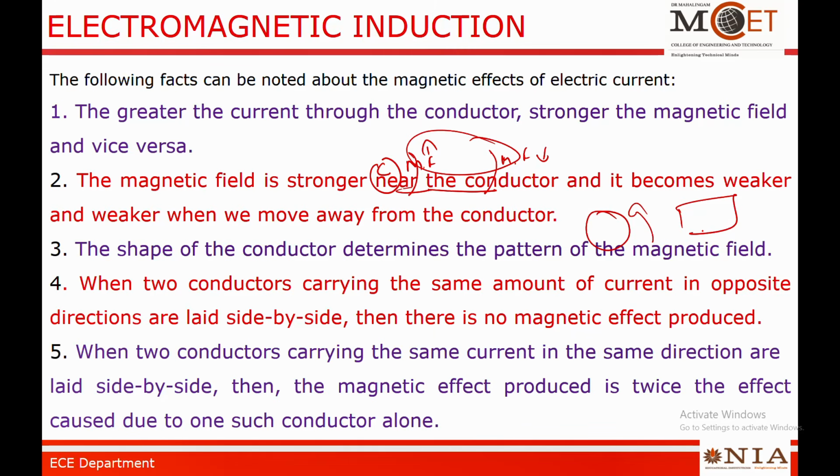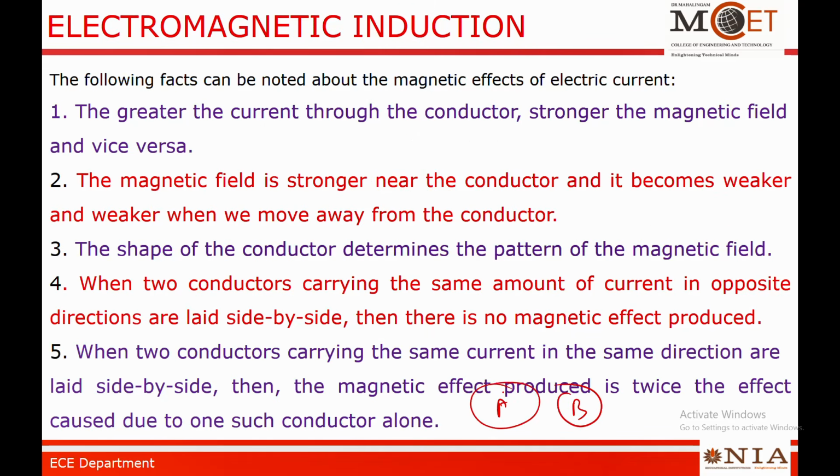Another factor is that we are going to have two conductors, conductor A and conductor B. Another constraint is that they carry the same amount of current. Here I am having 2 amps of current, and here also 2 amps of current. If the current is in the opposite direction, there will be no magnetic effect produced.